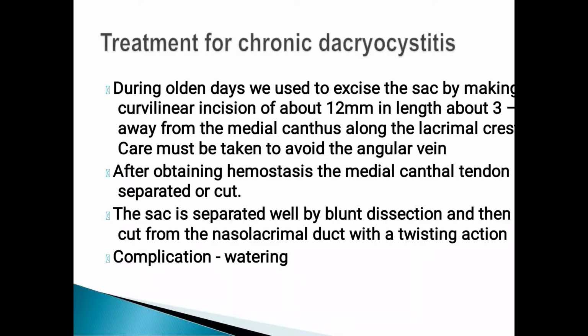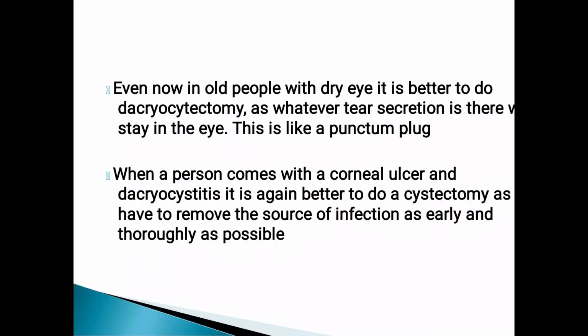This slide shows how we do dacryocystectomy. We make a curvilinear incision around 12 millimeter in length, 3 millimeter away from the medial canthus along the lacrimal crest, and then we separate the lacrimal sac and remove it. So dacryocystectomy is done when the patient is very old and may not be able to tolerate dacryocystorhinostomy, or if we suspect any tumor in the lacrimal sac.